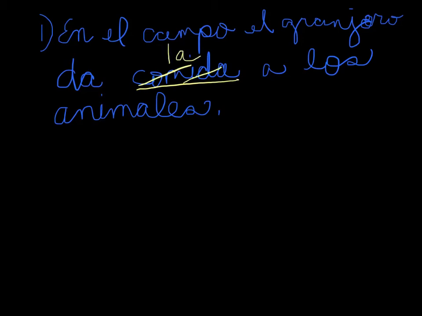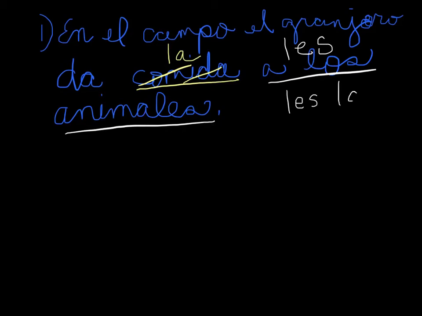I rewrite my sentence. To whom does he give the food? He gives it to the animals. That would be the indirect object pronoun. That will become a les. So we said indirect before direct, and they both happen to start with L, so I'm going to keep that in mind. I'll get my order straightened out first in my head, and then, because they both start with the letter L, I'm going to change this one to a se.